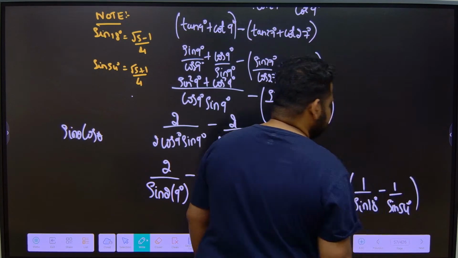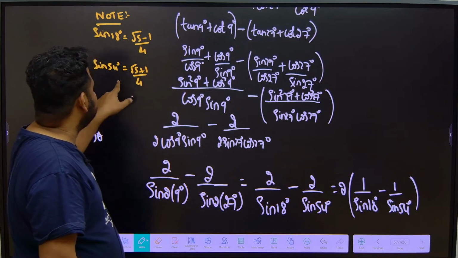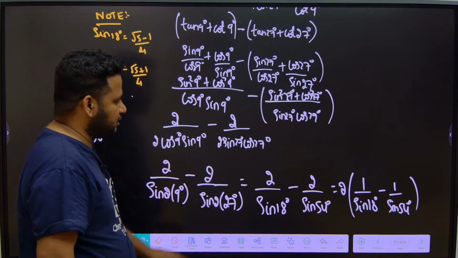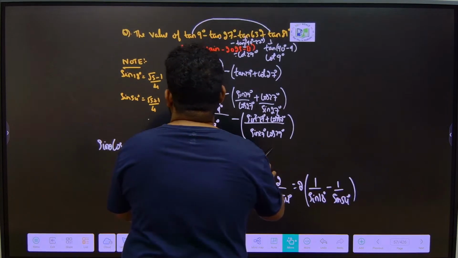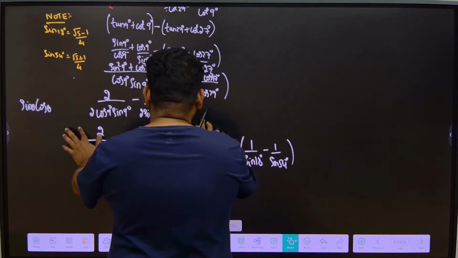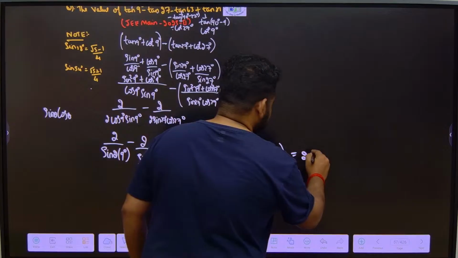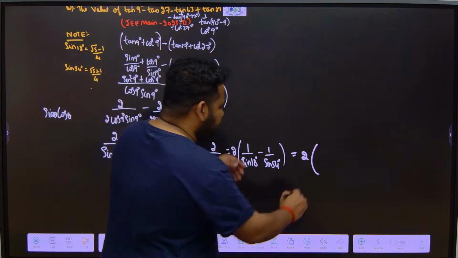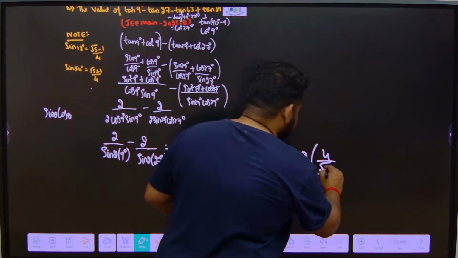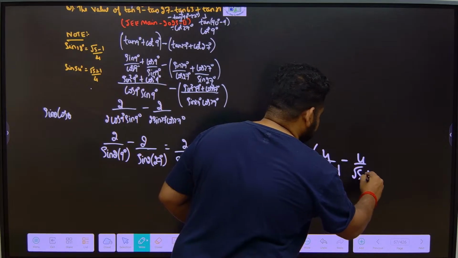Sin 18 degree I have given in this question, it is root 5 minus 1 by 4. Sin 54 degree is root 5 plus 1 by 4. I will put the value here. Options are not given, but not a problem. So this will become 2 into 1 by root 5 minus 1 by 4. 4 will come up, this will become root 5 minus 1. Here also 4 will come up, this will become root 5 plus 1.